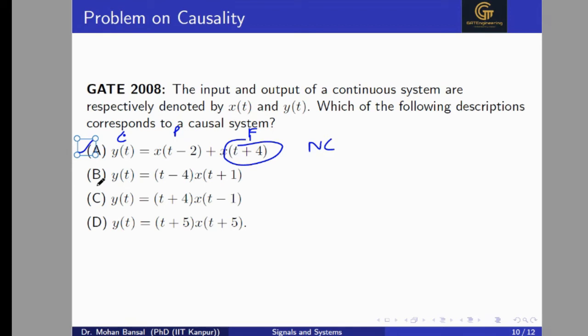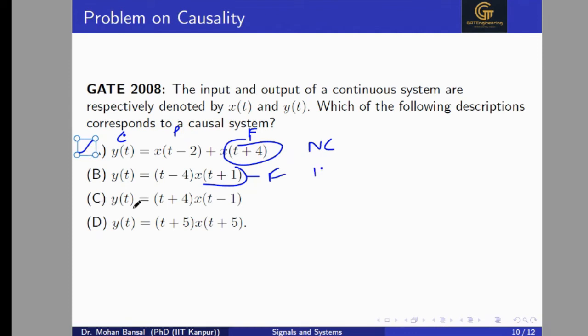Now here we will see y(t) = (t-4) x(t+1). So here we will look only at x(t+1), not t-4, because t-4 is a constant multiplication, but x is the function of time. So we have to check whether the output depends only on the present and past value of the input. So y(t) has x(t+1), and due to x(t+1), it is future.